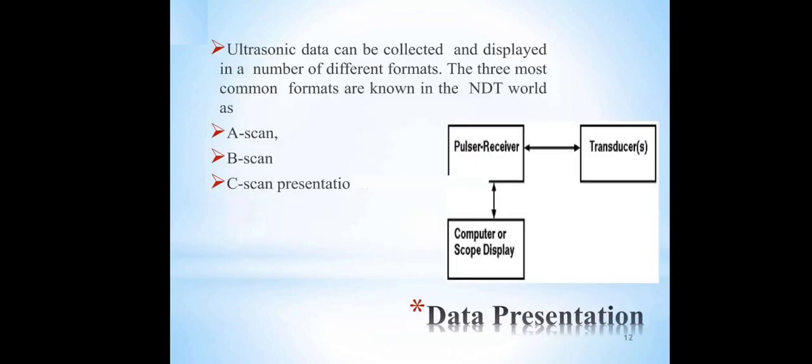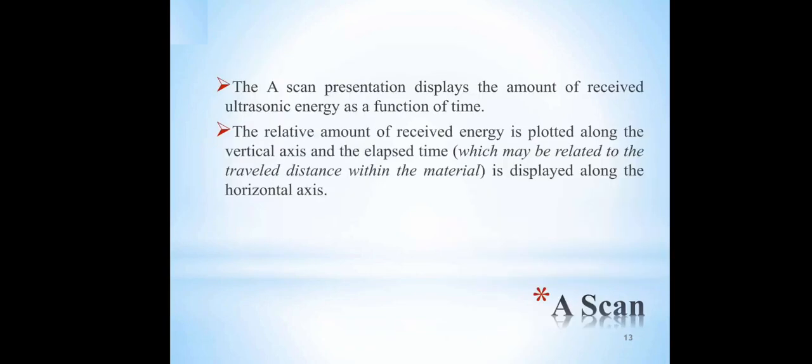Data presentation. Ultrasonic data can be collected and displayed in a number of different formats. The three most common formats are known in the NDT world as A scan, B scan, C scan presentation. A scan. A scan presentation displays the amount of received ultrasonic energy as a function of time. The relative amount of received energy is plotted along the vertical axis and the elapsed time, which may be related to the traveled distance within the material, is displayed along the horizontal axis.